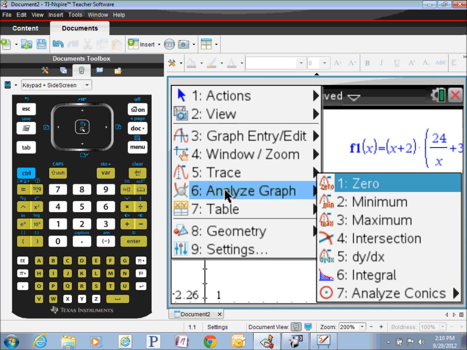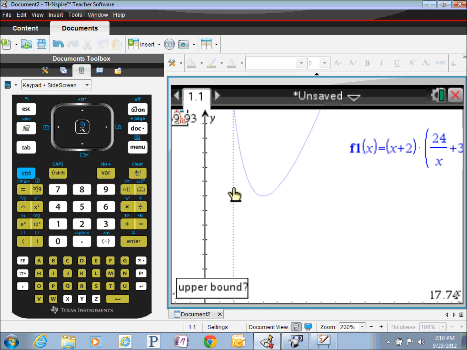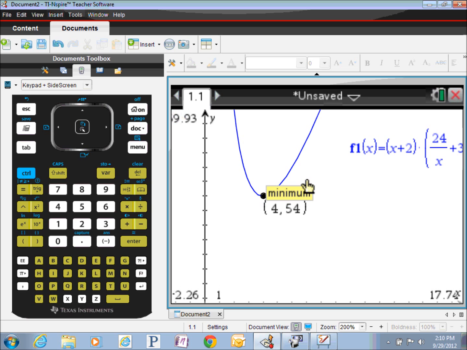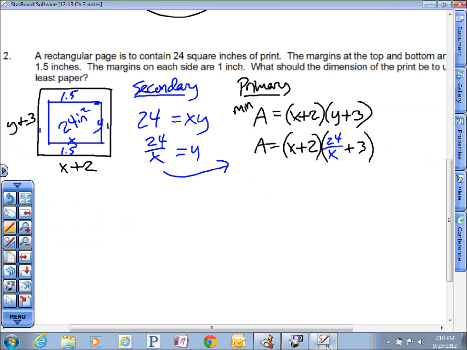Let's do an analyze graph again, and let's do a minimum. Minimum value, left bound, upper bound right there. It looks like I have a minimum at the point x equals 4, and then my area would be 54. So x compared to area: 4 and 54. Jump back to your graph. This thing has a minimum at the point 4, 54. But again, remember, the 4 is an x value, so it's my dimension of my print. The 54 is the area of my entire page.